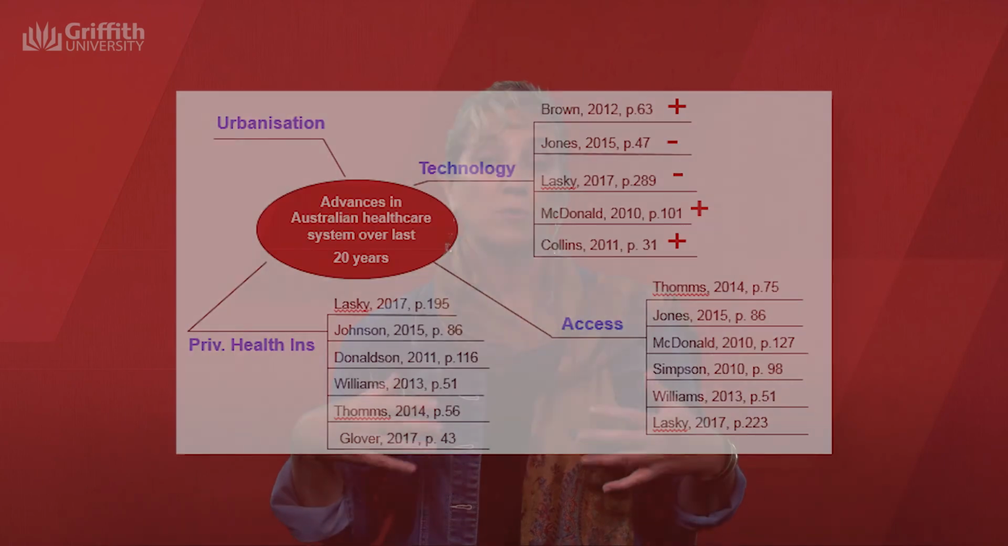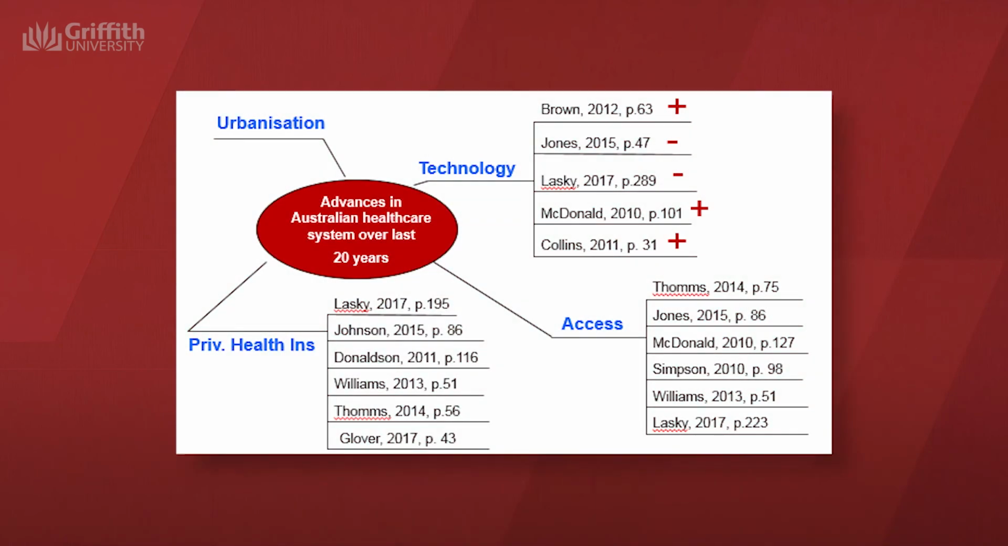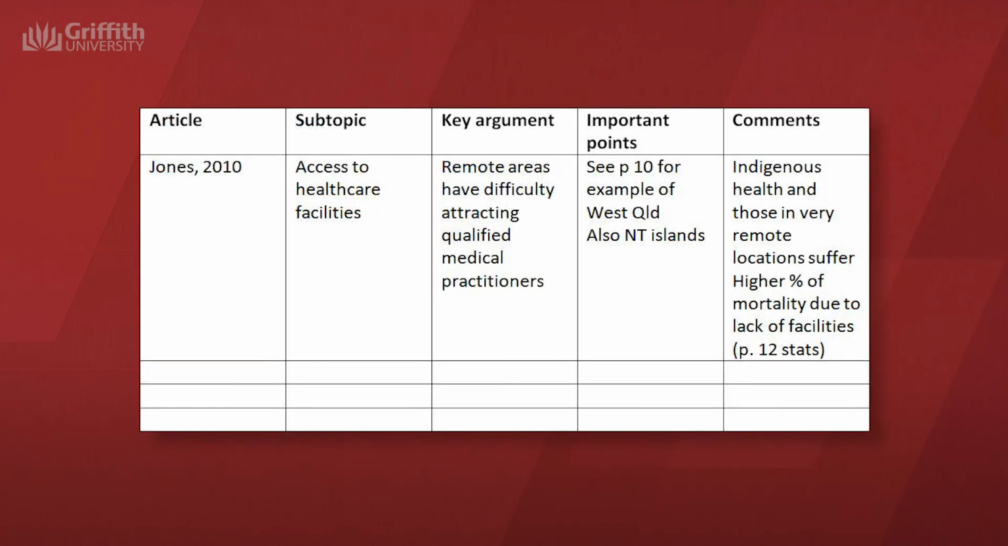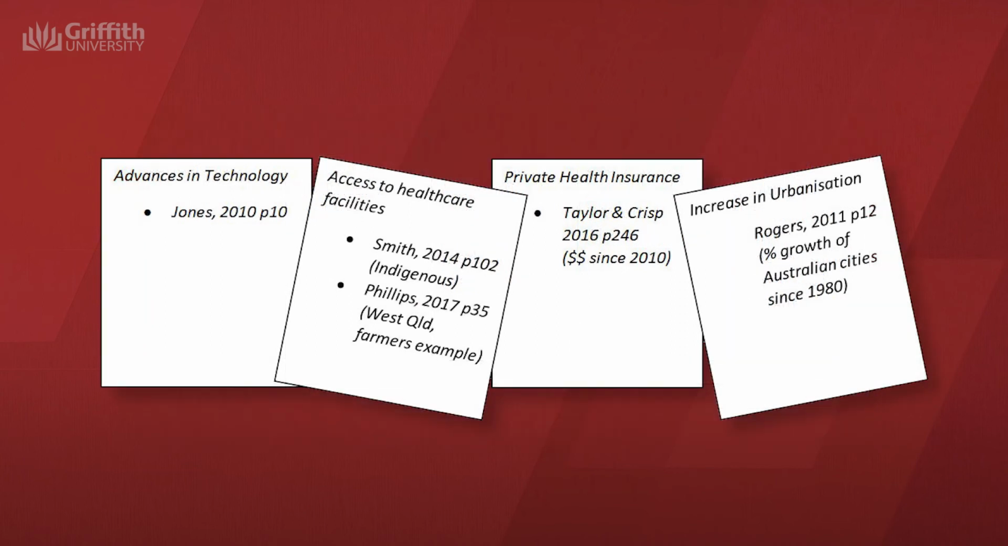You might draw a mind map a bit like this, or perhaps rule up a table, or write each subtopic on a separate page at the top as a heading and keep your notes under that.